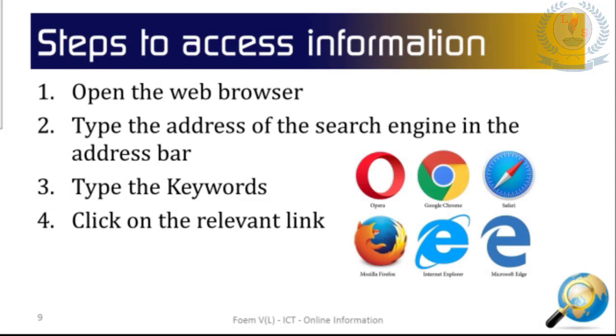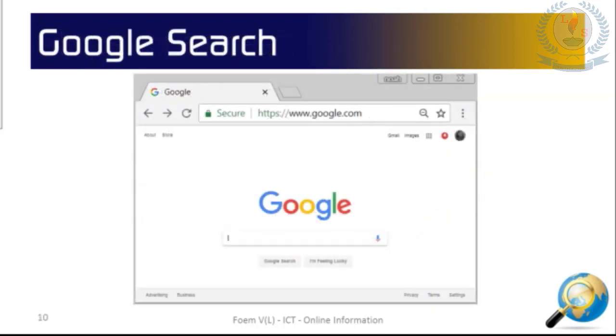Talking about web browsers, this is an application software you can use to find information on the internet or to read web pages. The examples are here with the picture: Mozilla Firefox, Google Chrome, Safari, Internet Explorer, Microsoft Edge, Opera, and other web browsers you can use to do this. Let's see after opening the web browser. Here you can see with the picture I have opened Google Chrome as the web browser.